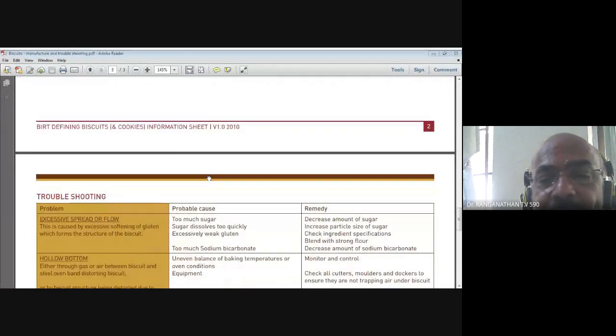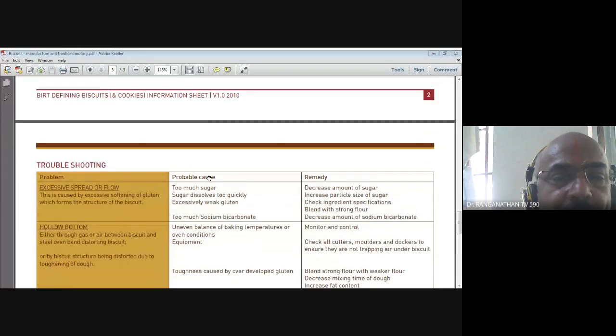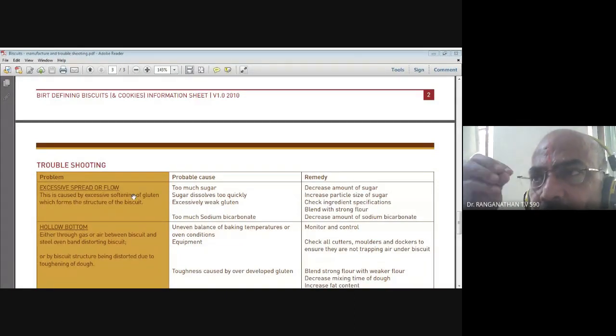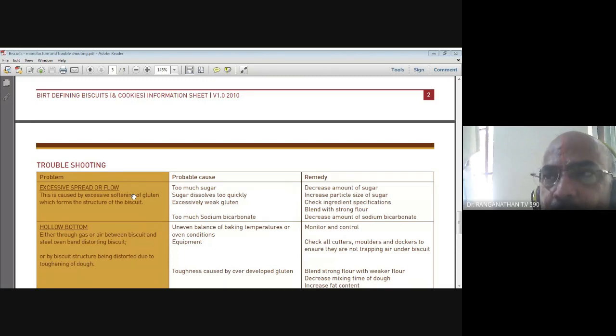Now, what is the case of troubleshooting? What are the problems normally observed? The first problem is excessive spread or flow. What do you mean by excessive spread or flow? When I drop it, it starts moving. What happens again? Normally, you will observe this when you come here. So some of this troubleshooting, you will better understand when you do it. Now, why does this spreading take place?